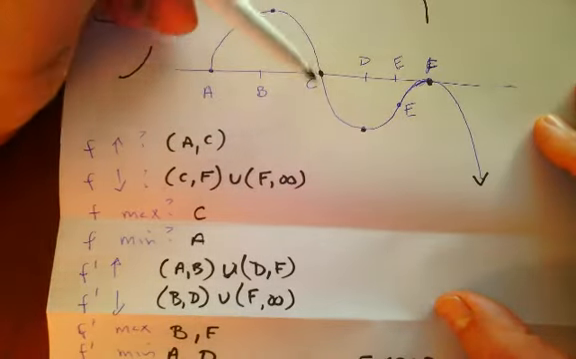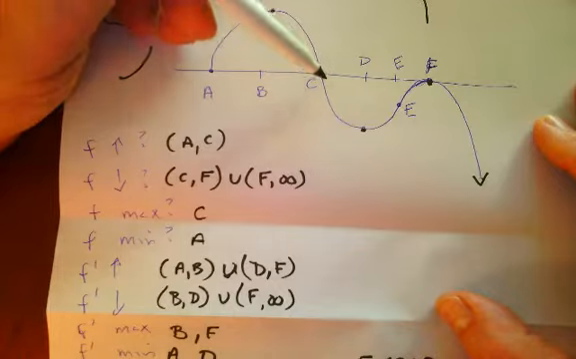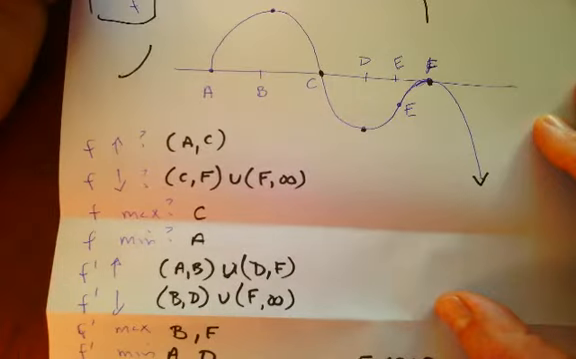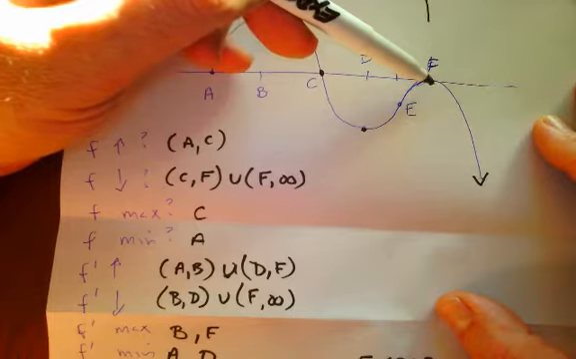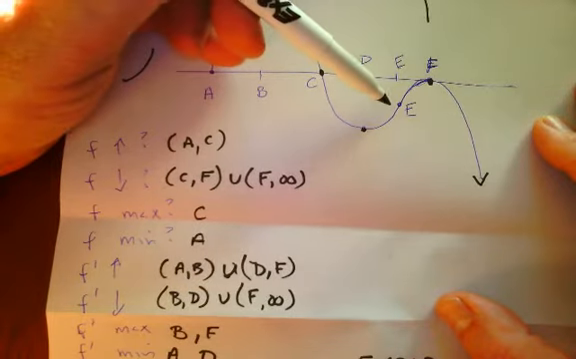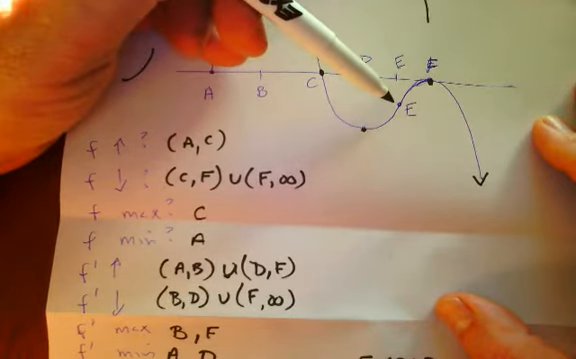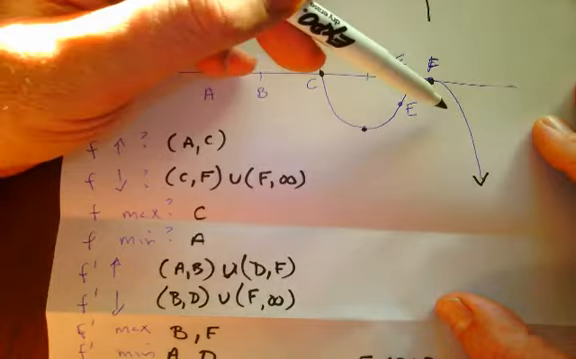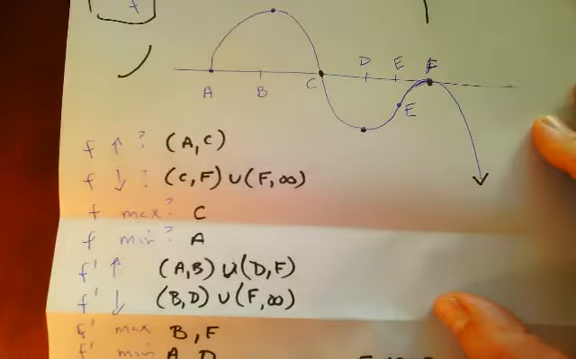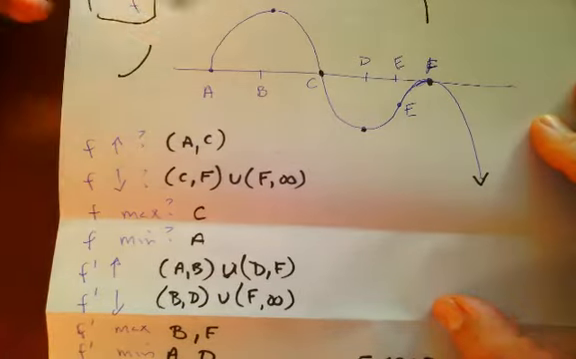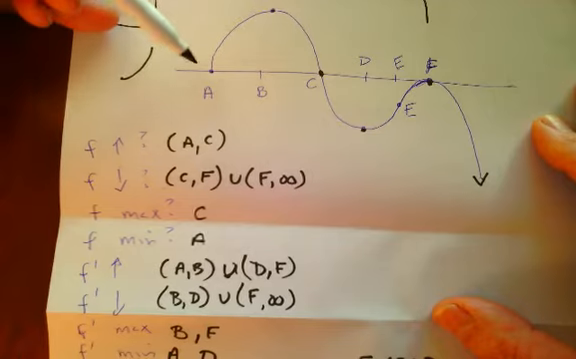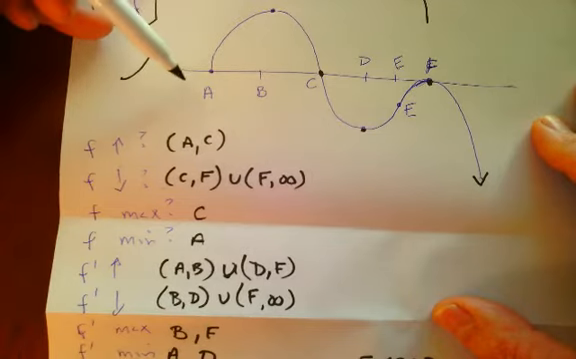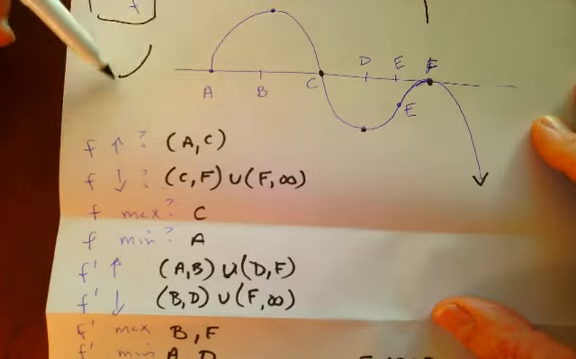Then f has a max when f prime goes from positive to negative. That's here. f is going from increasing to decreasing, so f prime is going from positive to negative, and that tells me that f has a maximum. Here I have no sign change in f prime. f prime is negative to the left of x equals F and negative to the right of x equals F, so I don't have a minimum or maximum on f of x at that point.